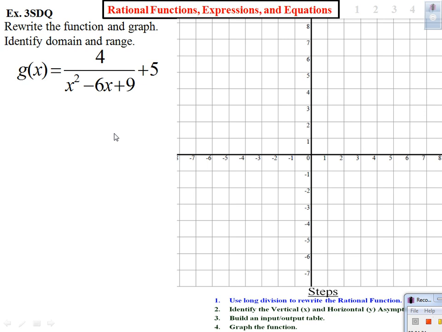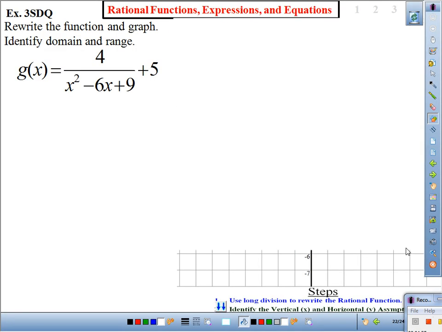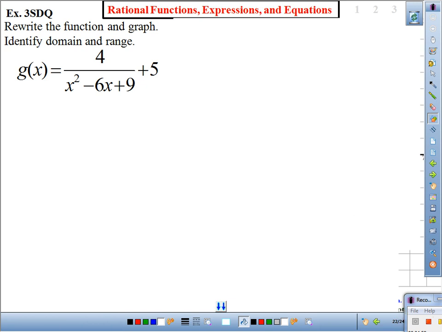Example 3, super duper Q. It says rewrite the function and graph, identify domain and range, and it reads g of x equals 4 over x squared minus 6x plus 9, plus 5. For the purpose of just reviewing, we're not going to graph that. We're just going to rewrite it, and we're going to identify the asymptotes. Here we go.